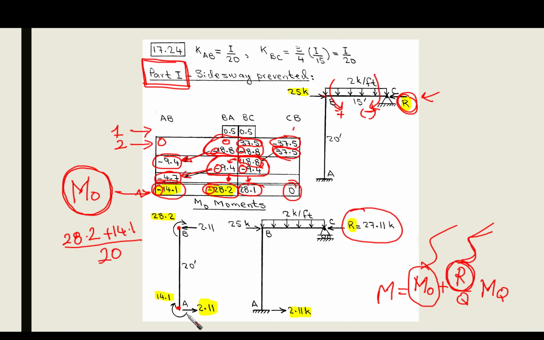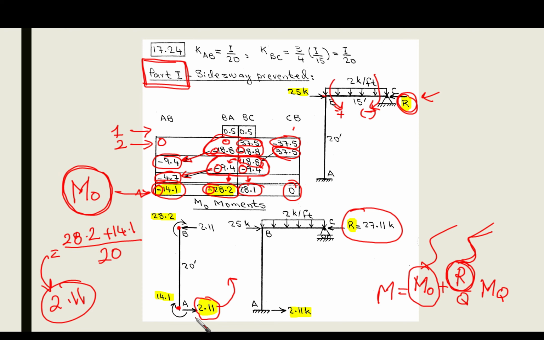And as you can see, the end moments at the bottom and the top make a clockwise moment. This means that our shear at the top and bottom of the column should make a counterclockwise moment, as you can see. Okay, so if you calculate this value, you're going to find it is 2.11, which is the shear at the top and the shear at the bottom. So this value 2.11 is the shear at the bottom.